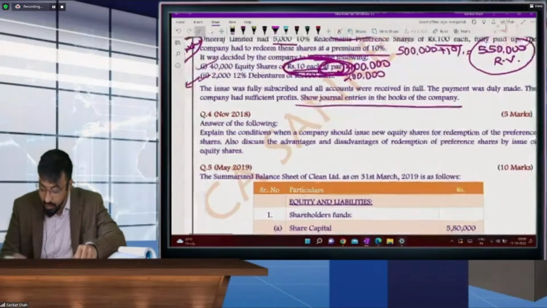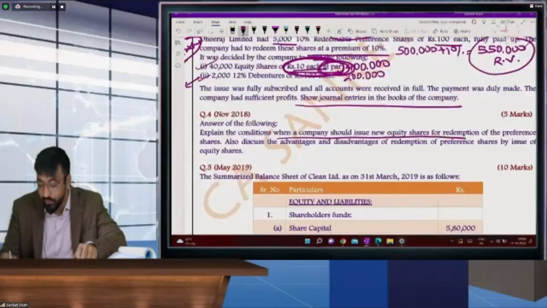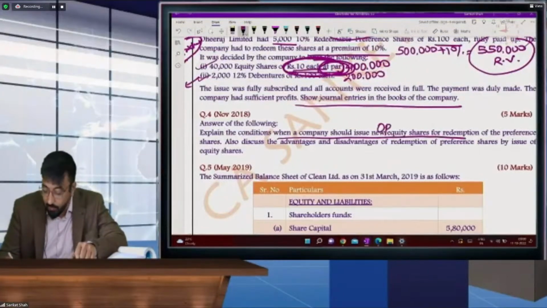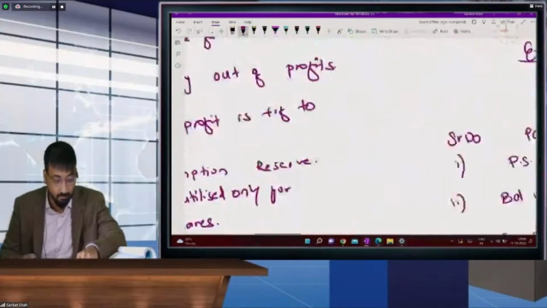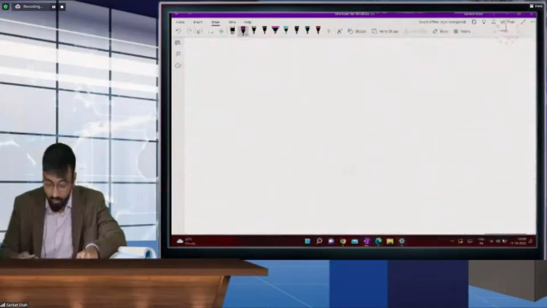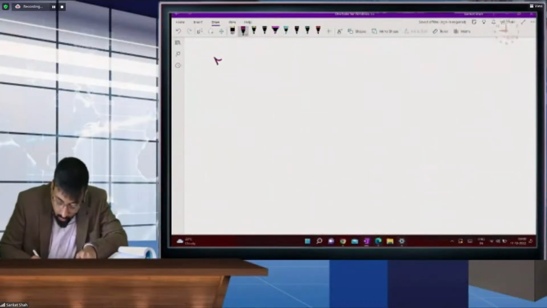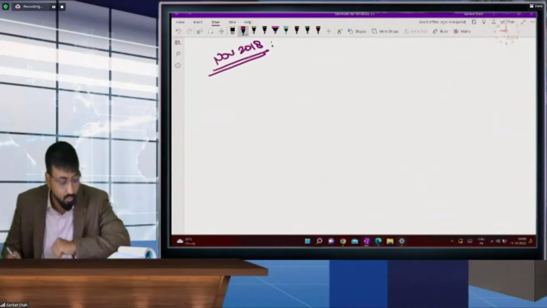Explain the conditions when a company should issue new equity shares. So, beta, this is option number 1. Don't create CRR, create equity shares. What are the advantages and disadvantages? Write down. November 2018.